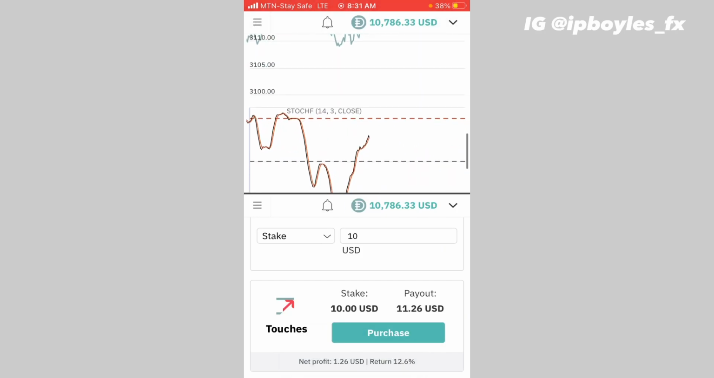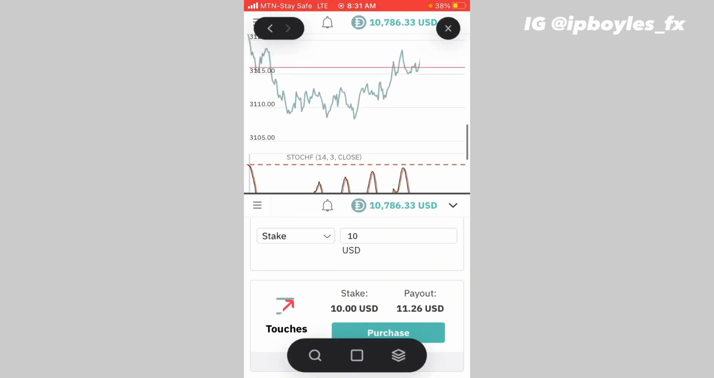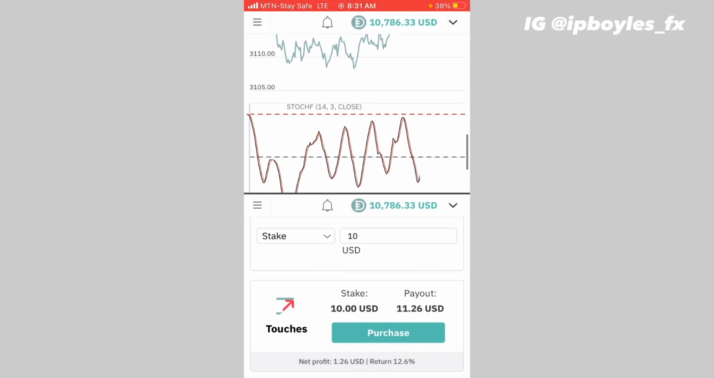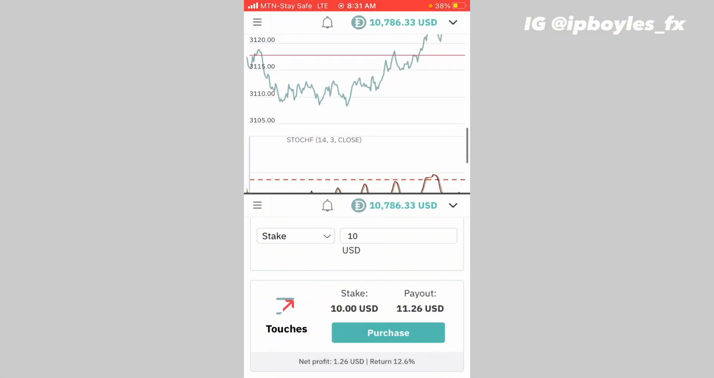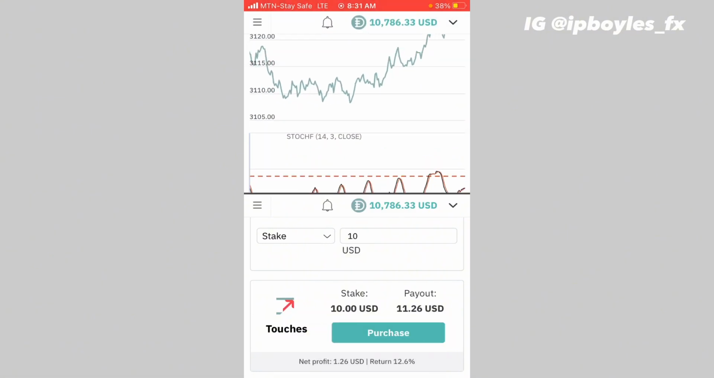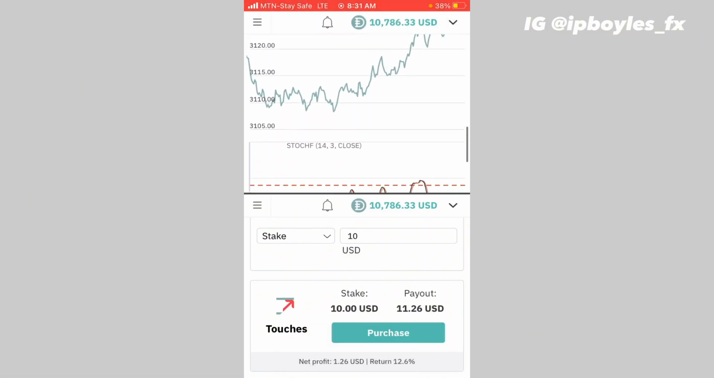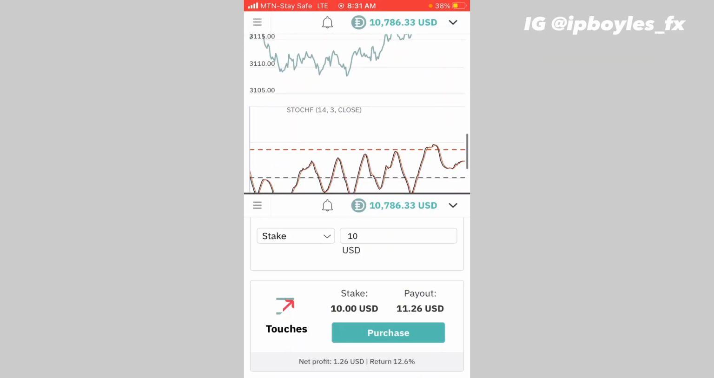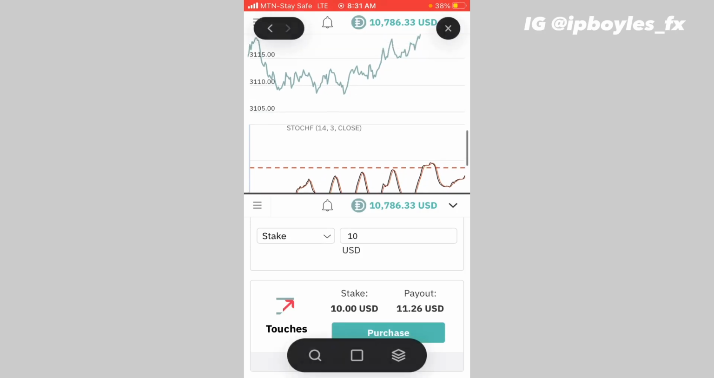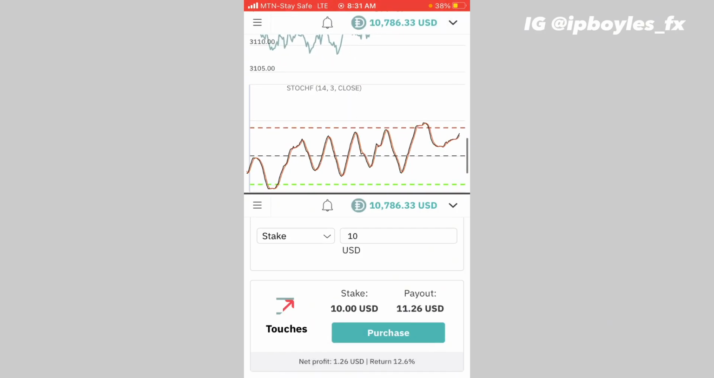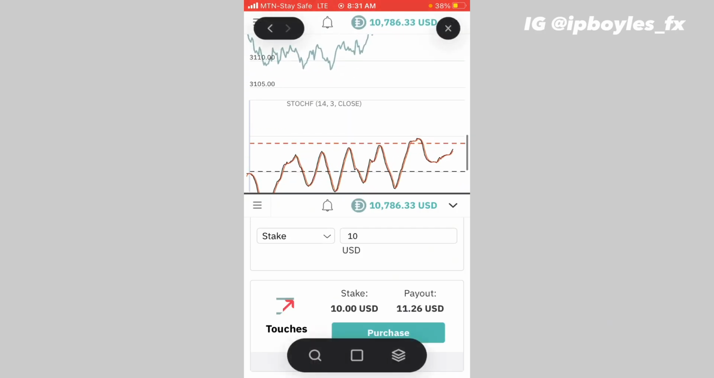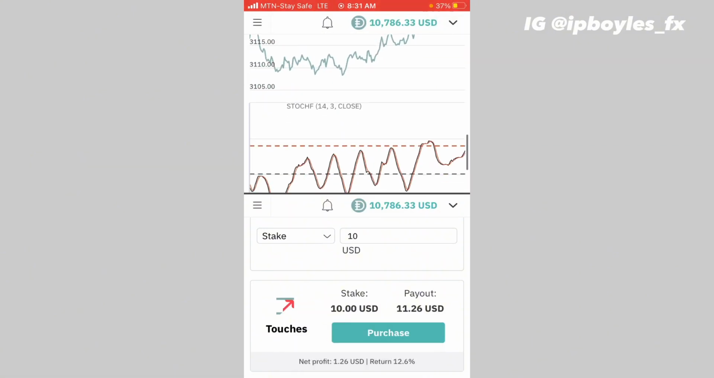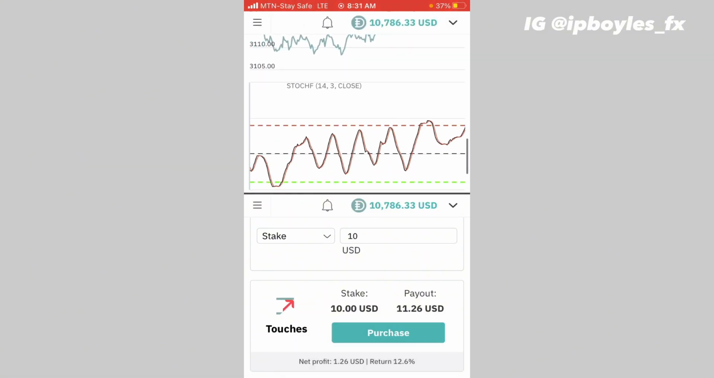You have to always wait for the signal to show up before you take the trade. If the signal doesn't show up, you just relax and turn off your phone, understand? So that's it. Let's look for a new one. This is a new one.